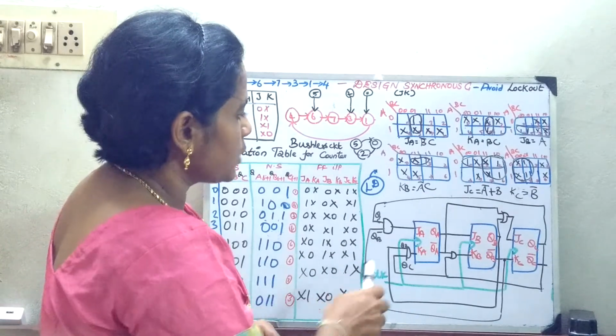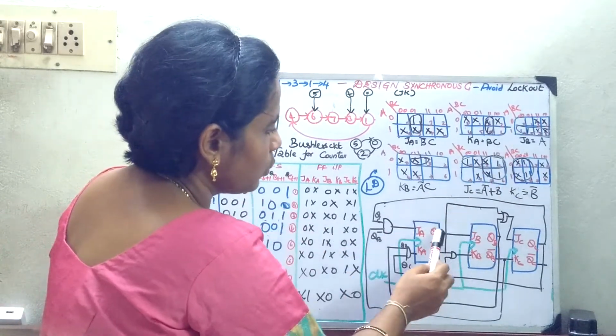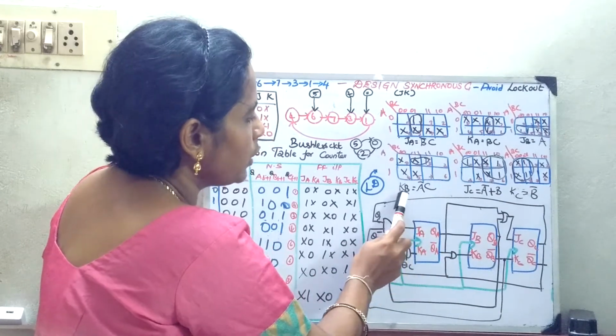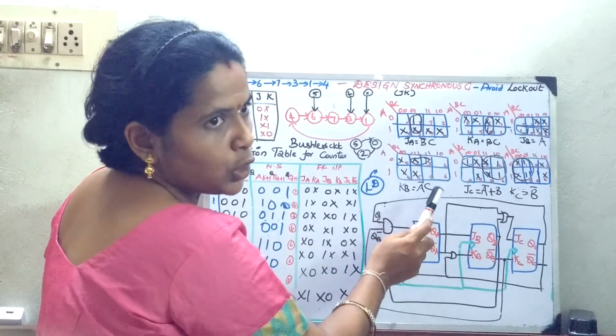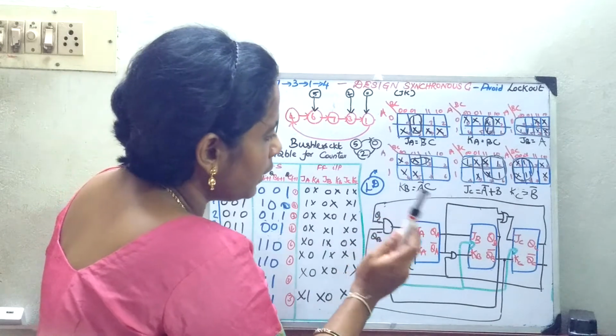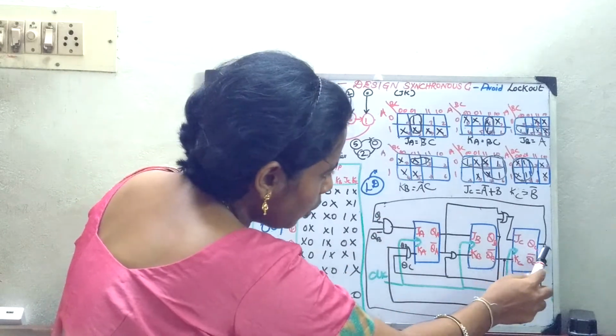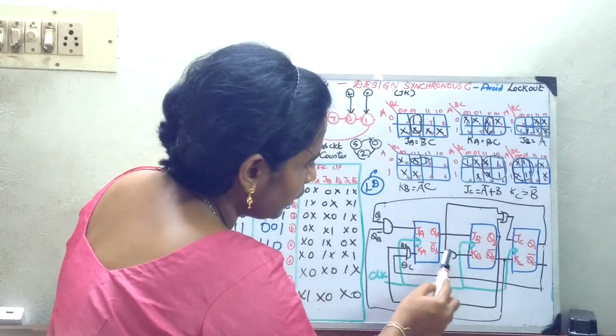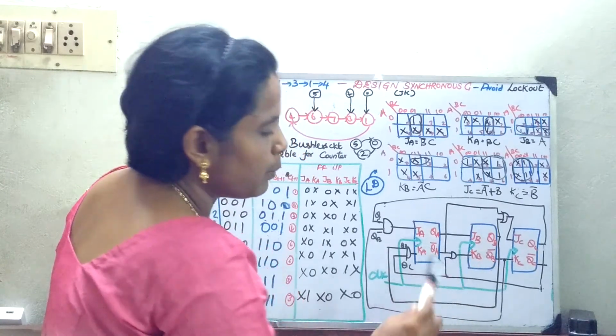Now you come for the next one. What is JB? JB is A. No problem, you can connect it from here. What is your KB? A bar into C. You have to use the AND gate. A bar into C. So from C I have tapped. Okay, this is A bar. A bar into C, KB is over.